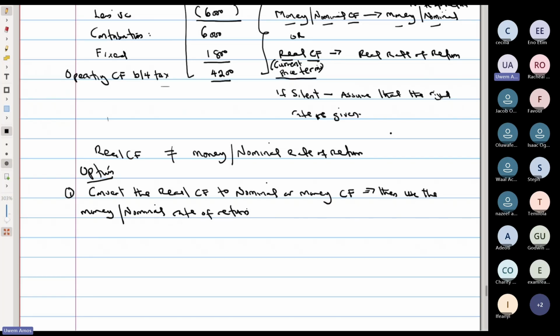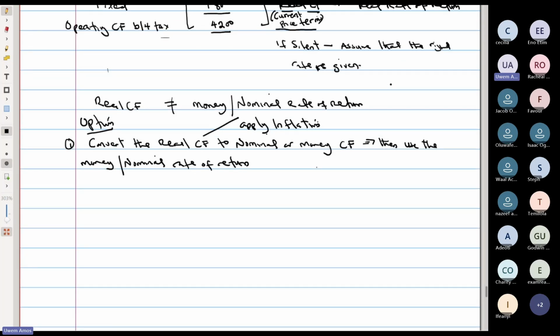We convert the cash flow to nominal money. And when we say we convert it to nominal money, we basically just apply inflation. Because remember what we said, the money and nominal cash flow are values that have been subject to inflation. So that's our first option.